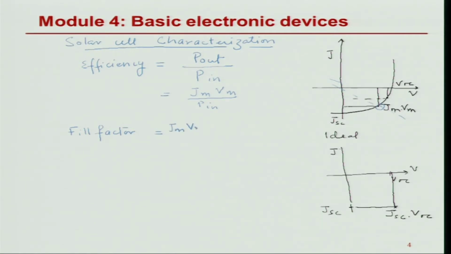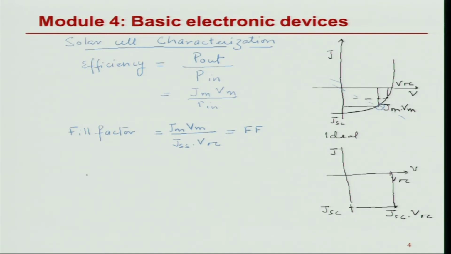It's basically the ratio of the maximum power point at which I can take the power from the solar cell, divided by the ideal maximum point, and it is acronymed as FF.